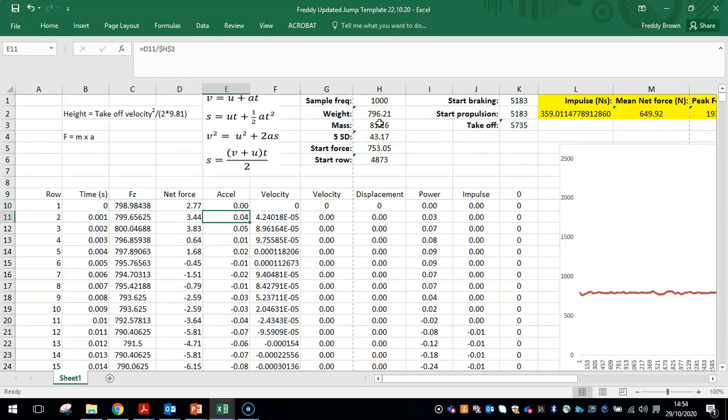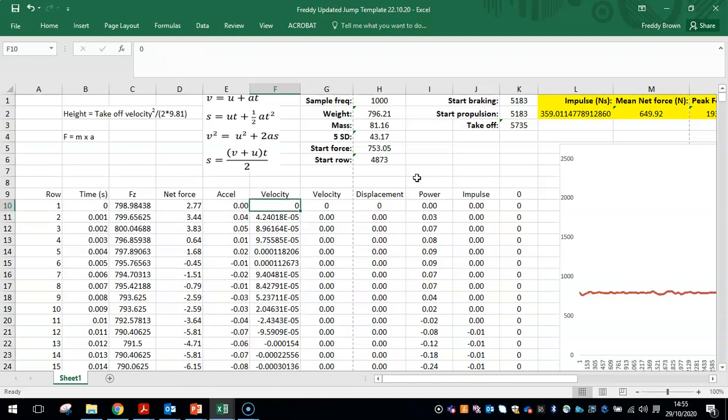Then, because we know that acceleration is force divided by mass, because F equals ma, we just rearrange that. Then we get the net force and divide it by the mass, and then we know how much the velocity is changing per second. We also know that we're sampling 1,000 times a second.